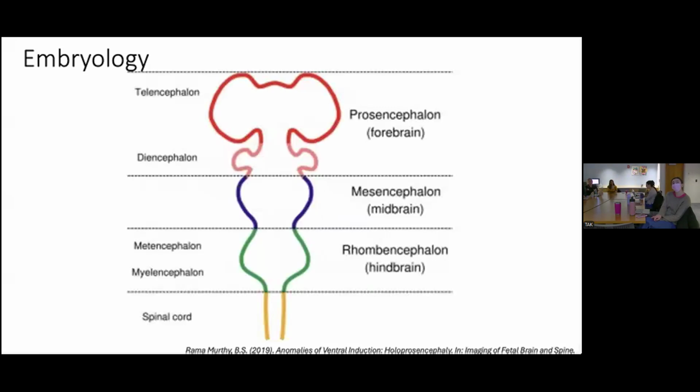So again, the neural tube develops into multiple vesicles. The prosencephalon, which is the forebrain, encompasses the diencephalon, which becomes the retina, thalami, and hypothalamus, and the telencephalon, which becomes the cerebral hemispheres. The mesencephalon will eventually differentiate into the midbrain and rhomboencephalon, which then forms the pons, cerebellum, and medulla. Today we'll be focusing specifically on the prosencephalon, as this is where the error occurs, which then leads to holoprosencephaly.